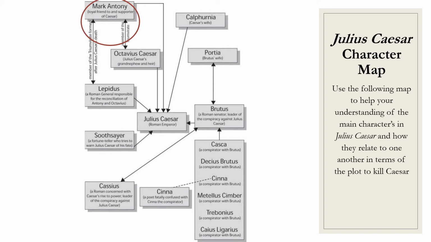Then we have Mark Antony, who is really one of the only loyal characters in the entire play. He is a loyal friend to Caesar, and he is going to be key in making sure that those who bring about the downfall of Caesar are eventually, in the end, defeated.